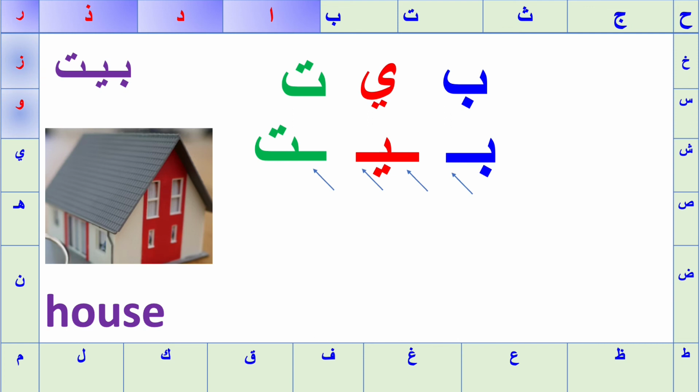Again, when the word is written, those letters come close to one another so that we have the form bait.